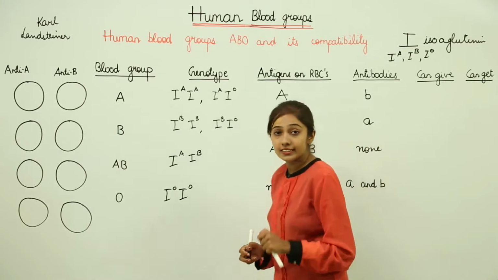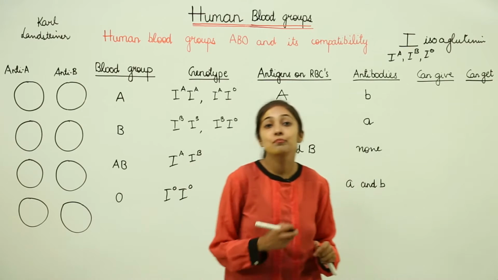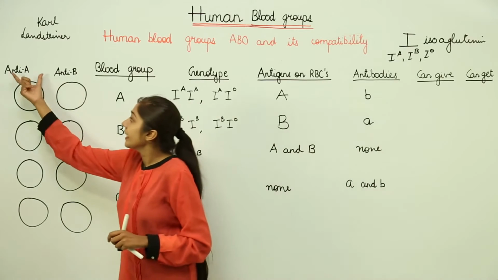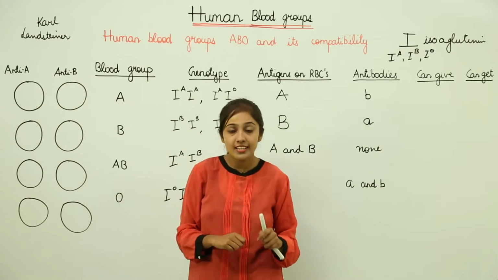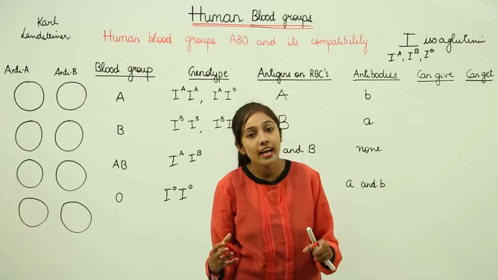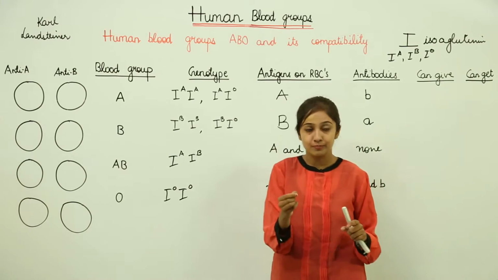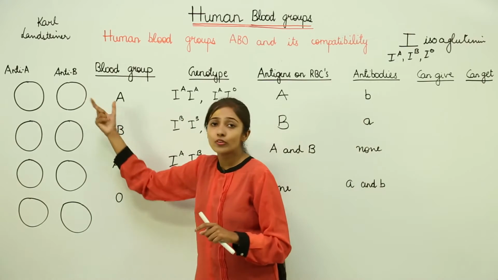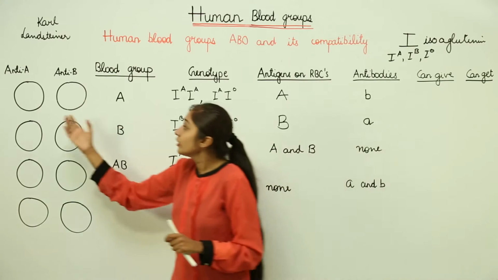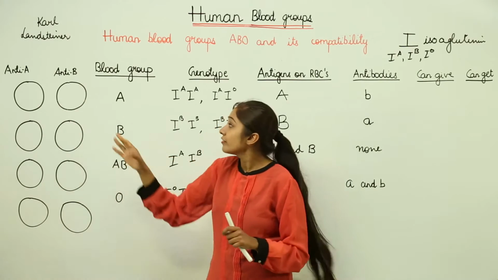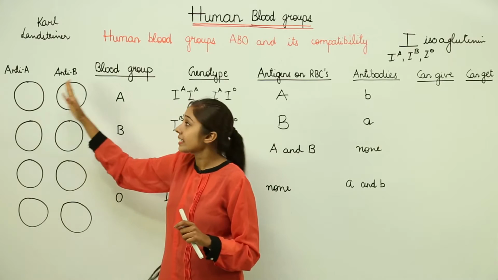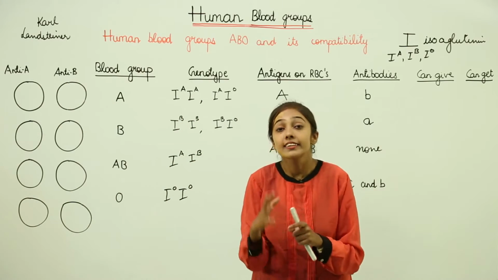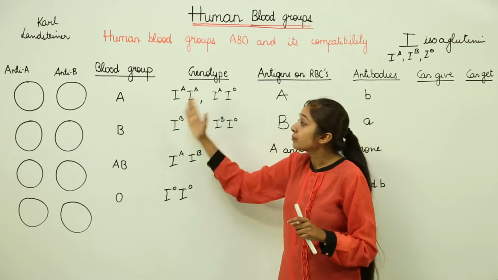Now the question arises, how can we actually test the blood group of a person? For that we have anti-A serum and anti-B serum, right? What we are going to do, we'll take the blood sample from the patient or from the person whose blood group you want to determine. Then you're going to mix that blood with anti-A serum and anti-B serum. If it shows clotting, right, then we are able to determine what blood group we are talking about.